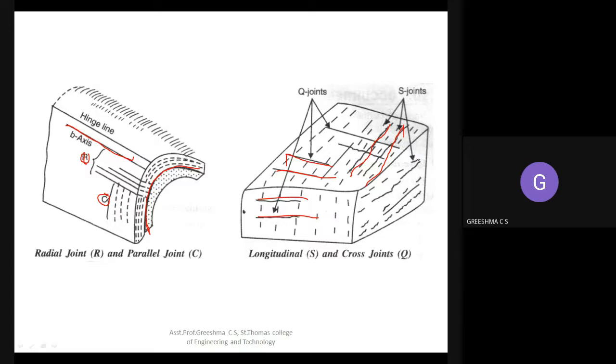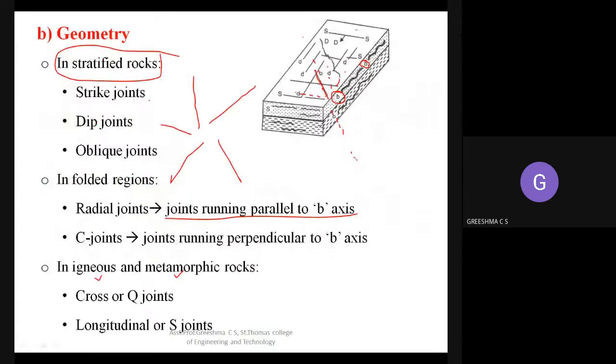S joints are the joints occurring along the longitudinal direction, along the lengthwise. And if the joint is occurring along the transverse direction, across the width, it is called Q joints. This is mainly occurring in igneous rocks and metamorphic rocks. In sedimentary rocks, the joints are strike joints, dip joints and oblique joints. Sedimentary rocks are stratified rocks.